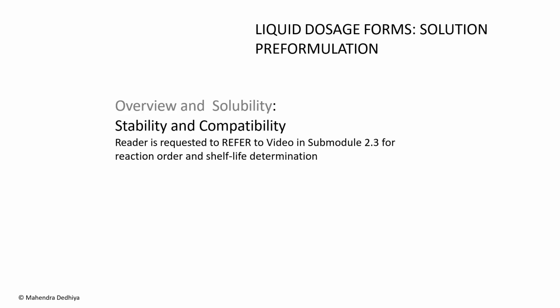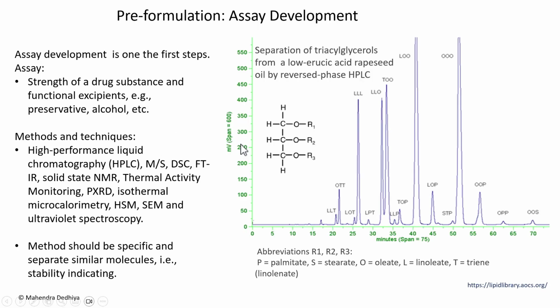determination. The focus of this submodule is studies performed at preformulation level, includes assay development of the drug substance or active and functional excipient. The methods include HPLC, mass spec, DSC, FTIR, solid state NMR, thermal activity monitoring, XRD. Methods used in preformulation study should be specific and should be able to separate similar molecules. That is, it should be stability indicating.